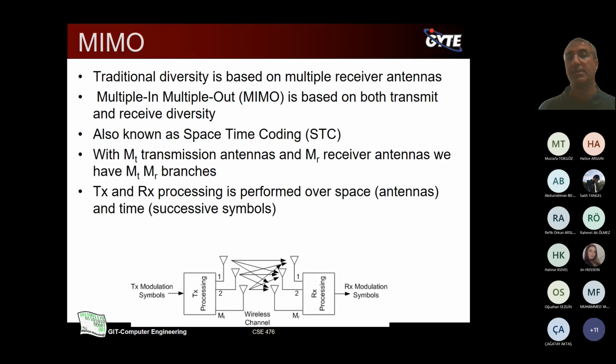Okay, this is the MIMO case. Traditional diversity is based on multiple receiver antennas, but MIMO is based on both transmit and receive diversity. This is also known as STC, space-time coding. In this case, we have MT transmission antennas and MR receiver antennas. So in this case, we may have MT times MR branches. The TX and RX processing, as you see in the figure, is performed over the space as well as the time.